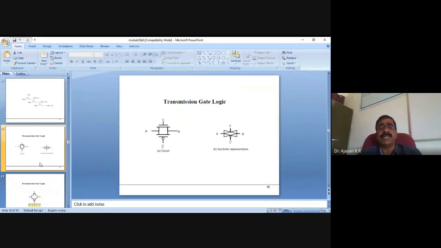So we are utilizing that property, that is we are pairing or combining a PMOS and NMOS. Then what will happen is PMOS has to be driven by 0 and NMOS has to be driven by 1. So a control signal C has to be connected to the NMOS. Then you have to take C bar and that has to be connected to the PMOS. Then only at the same time the NMOS and PMOS will work.